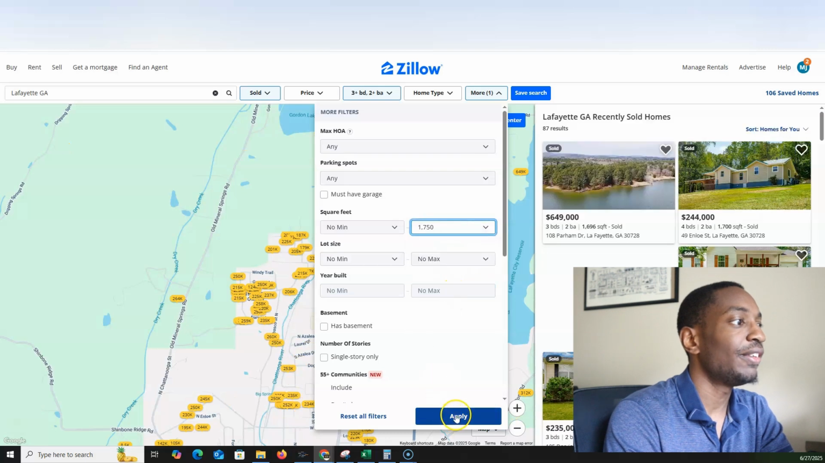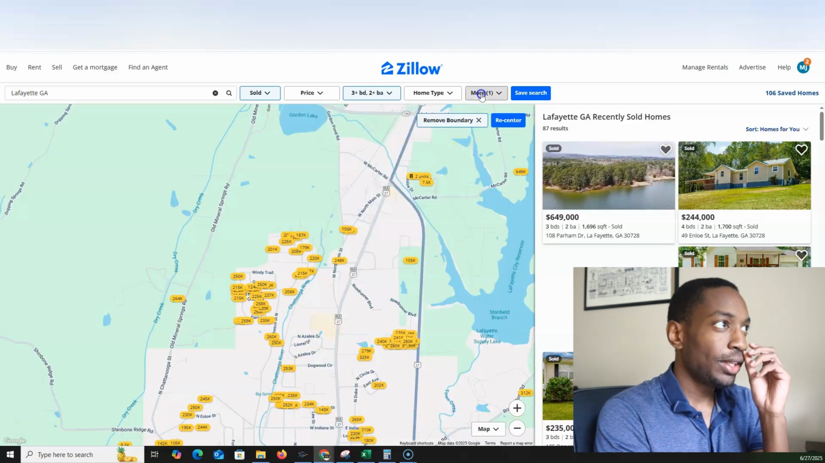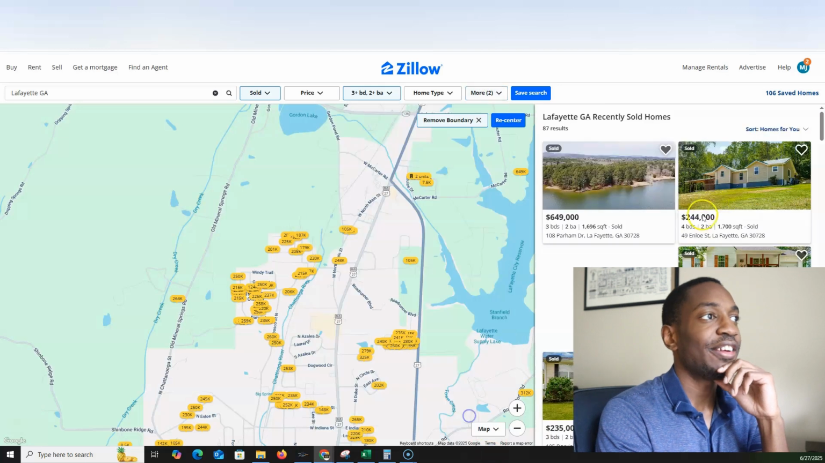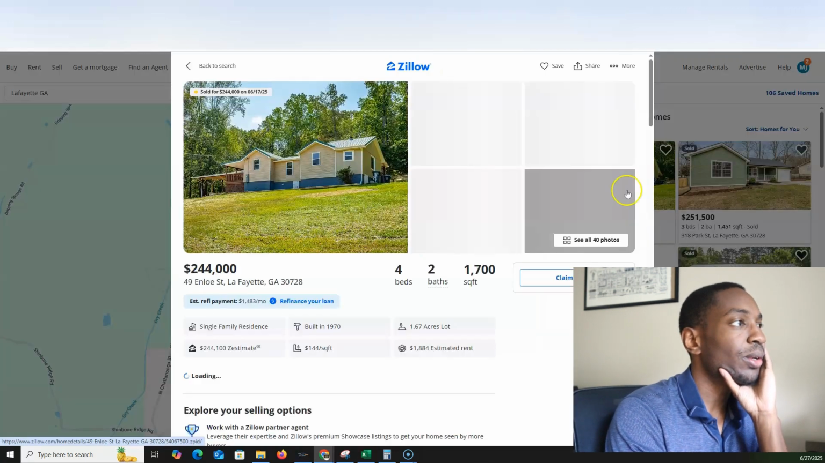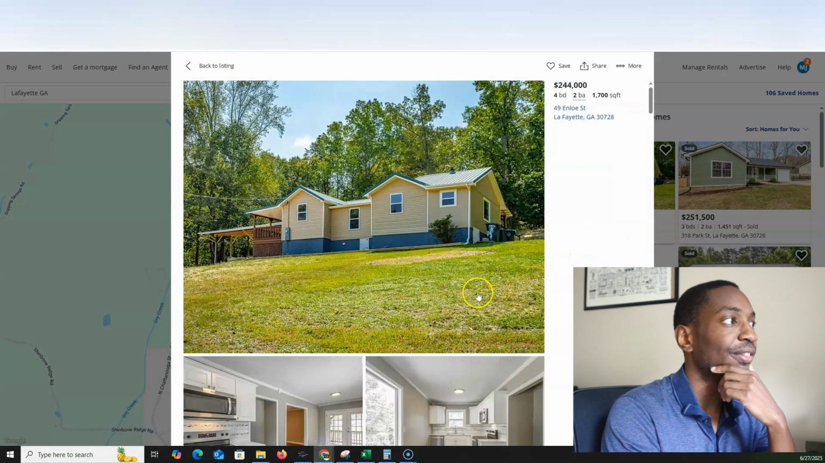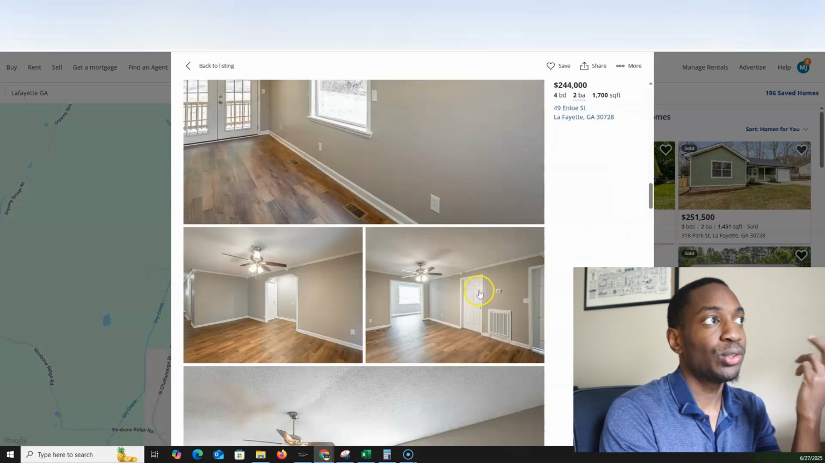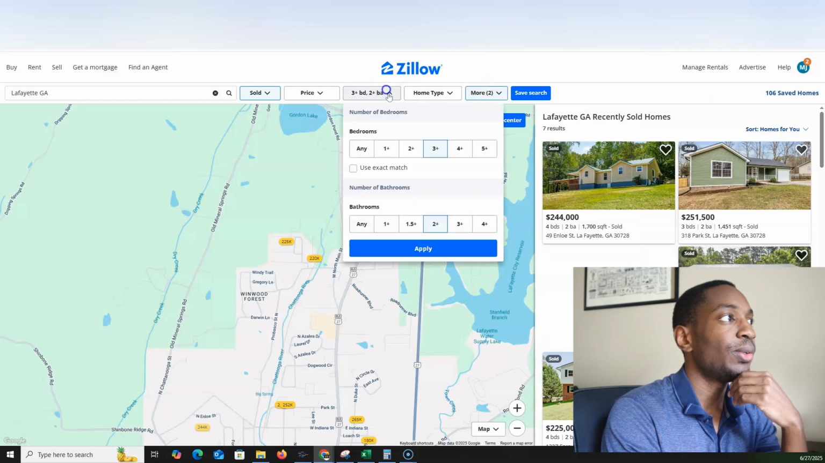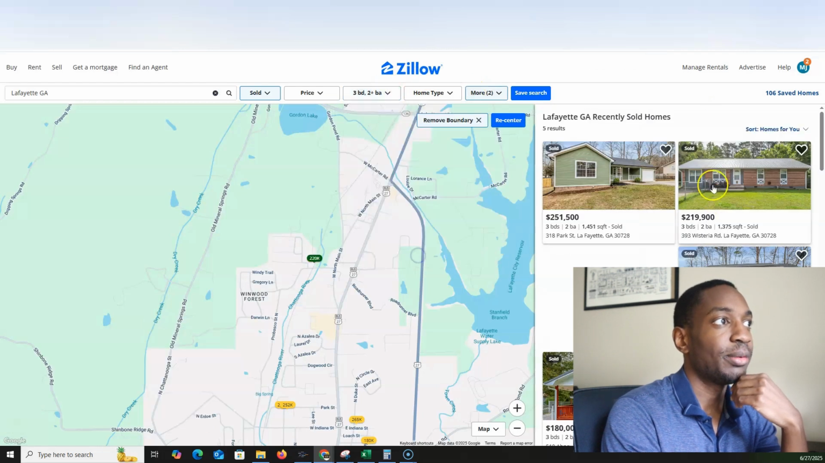Let's go 1,750. And then one thing that I like to do, I like to put renovated right here to see if they come up. So right here, this is a renovated property. It's a little bit more square footage, not a little bit, a good amount of square footage more. And it sold for $244, and it's 4 bedrooms. Also on Zillow, you can just do exact match, so that helps a lot.